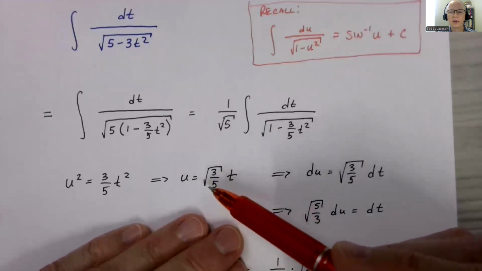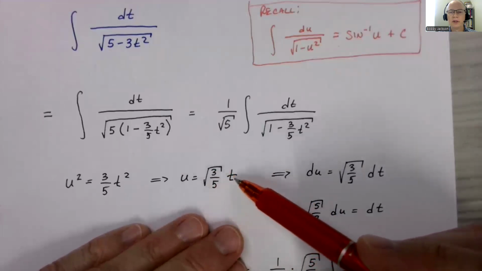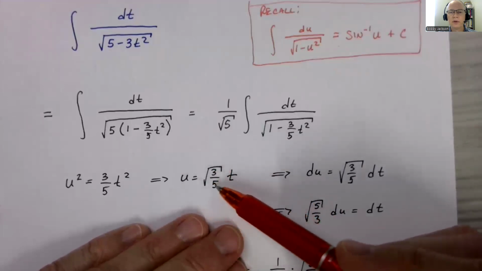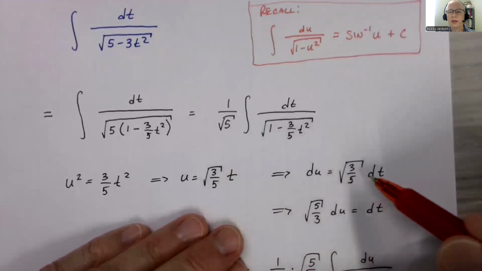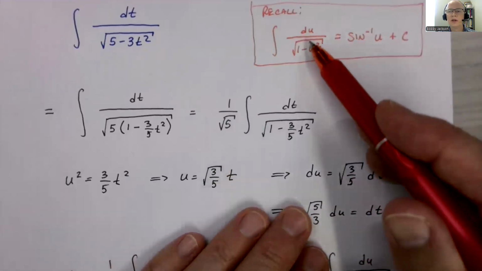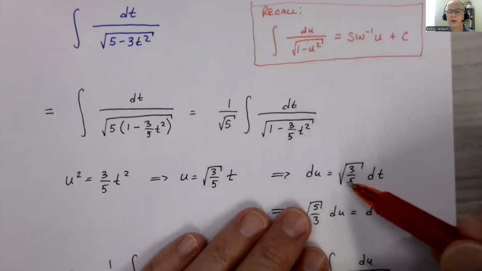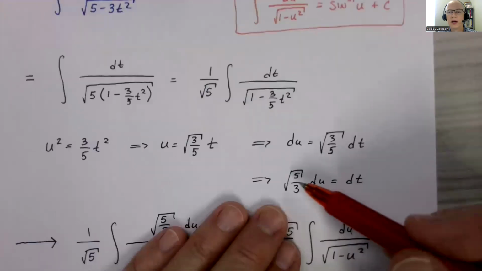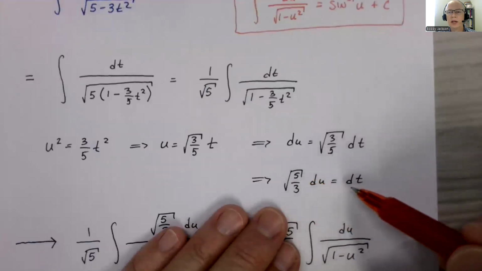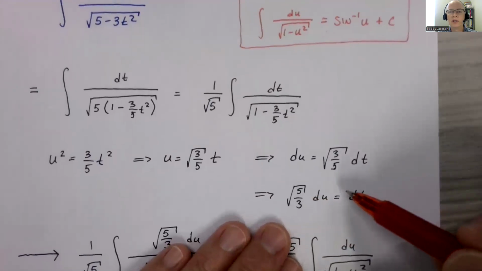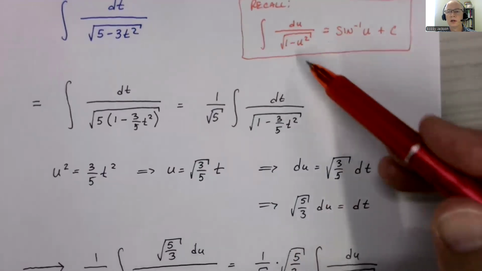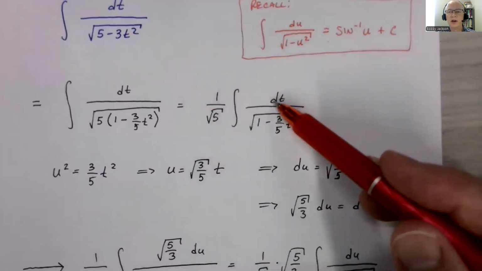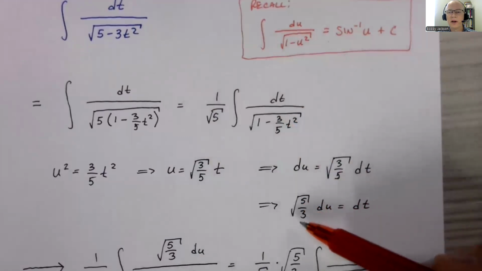u is the square root of 3 over the square root of 5 times t. So take the derivative of that, I just get the square root of 3/5. So du is the square root of 3/5 dt. Now I need to solve for dt, so I'm going to multiply by the square root of 5/3, right? The square root of 5/3 times the square root of 3/5 is 1. So I have the square root of 5/3 du is equal to dt. So now I'm ready to change everything. The dt up here, I'm going to replace with square root of 5/3 du.